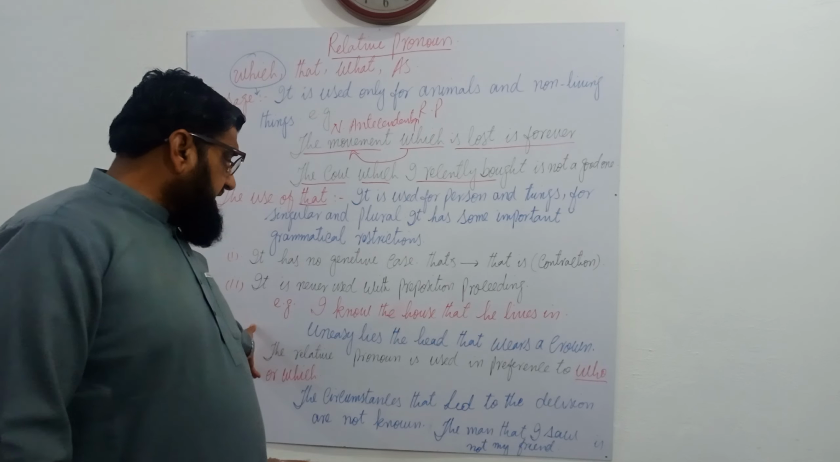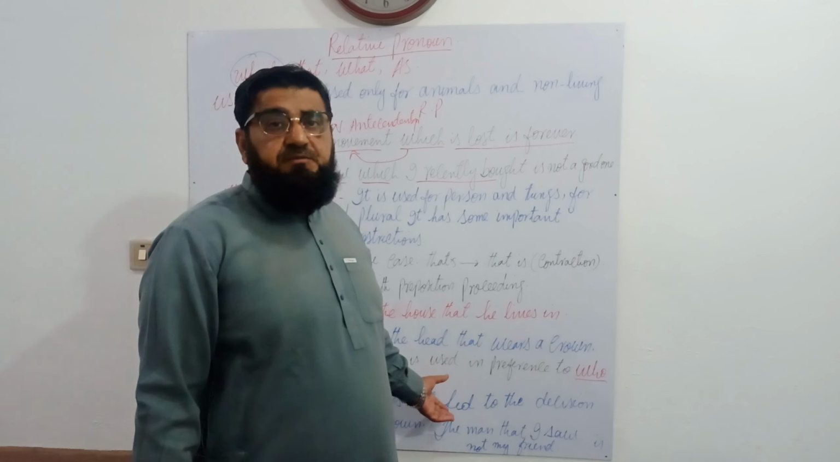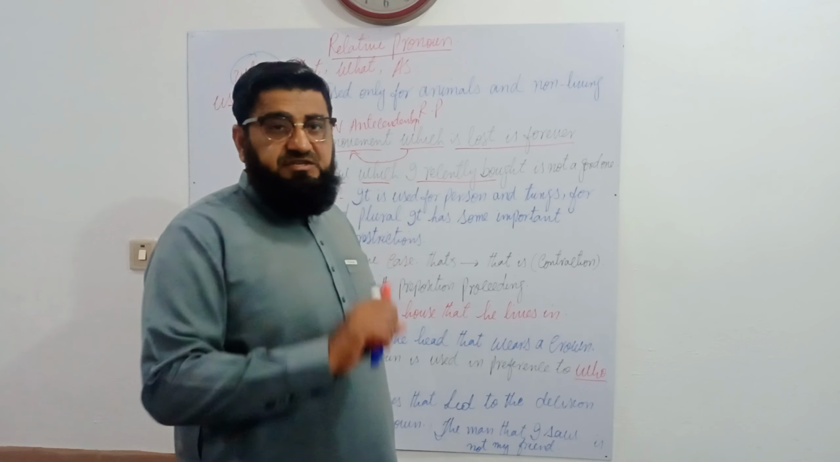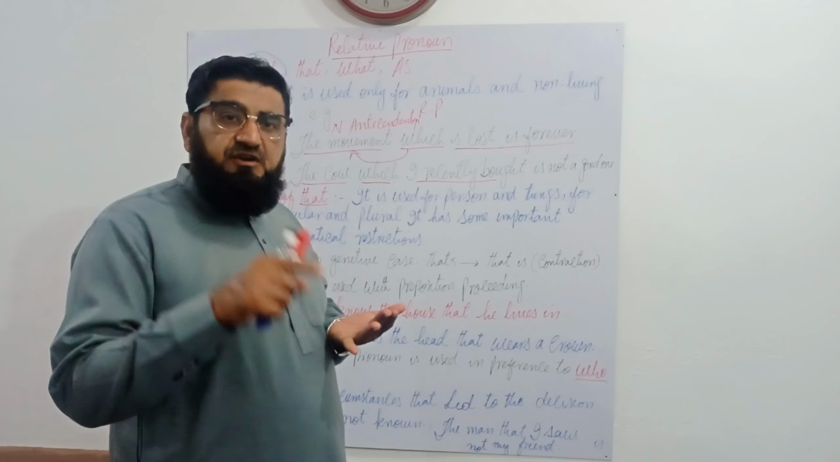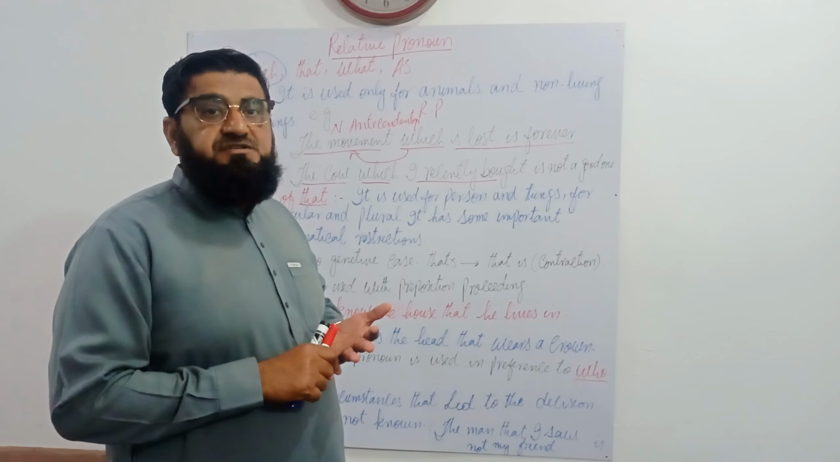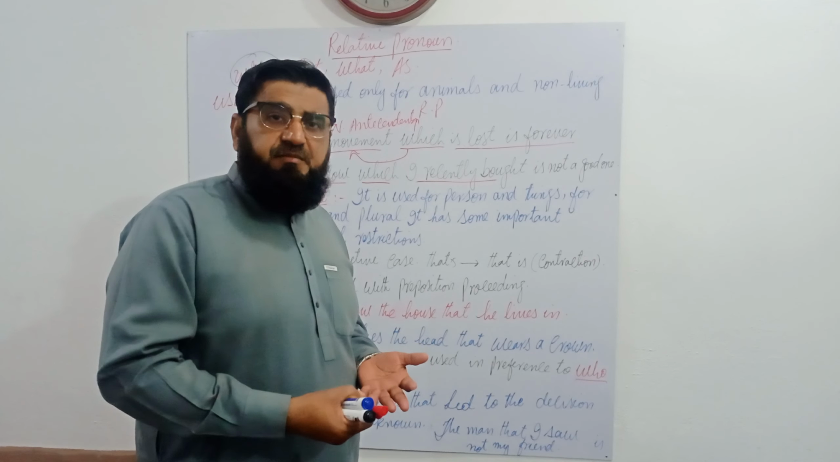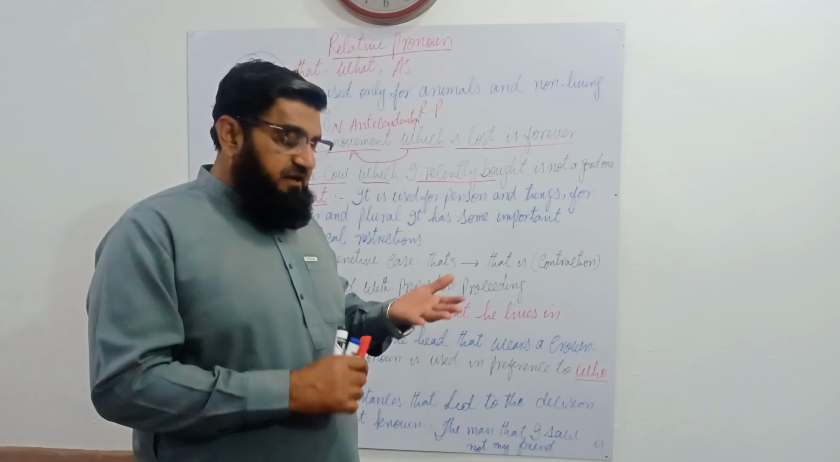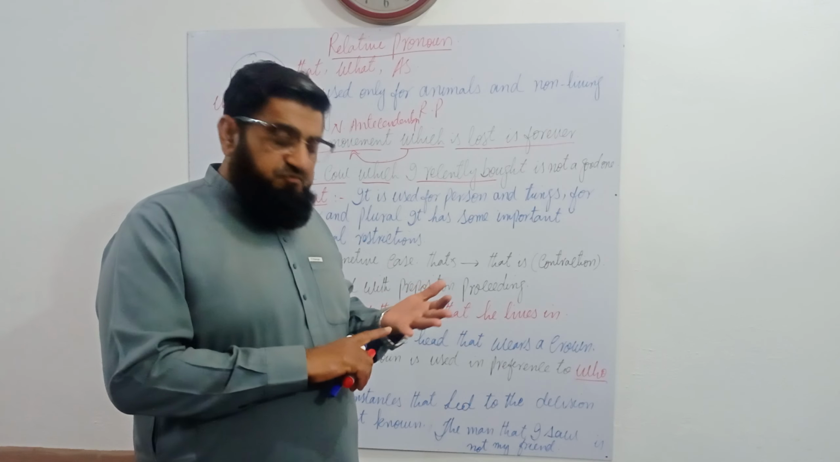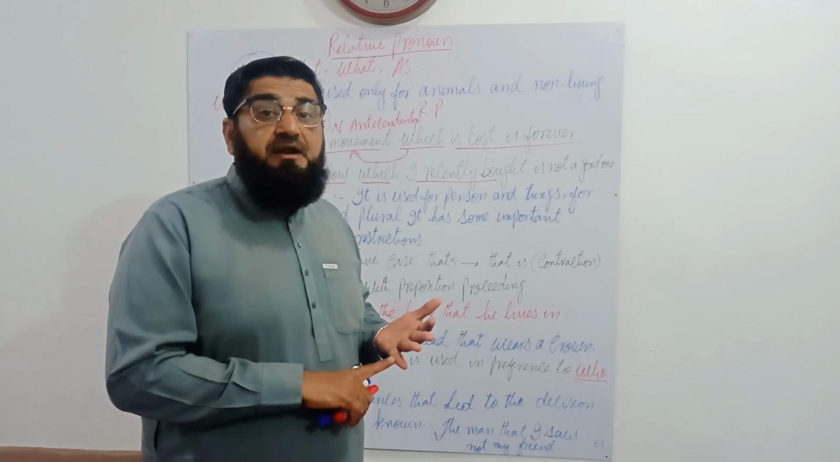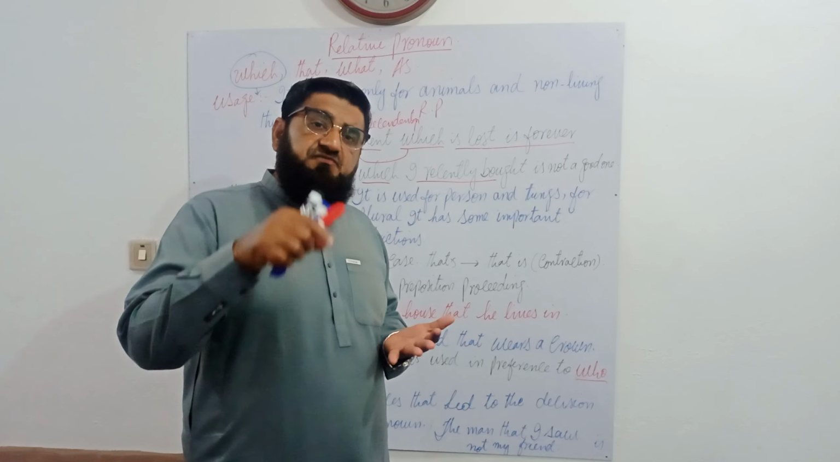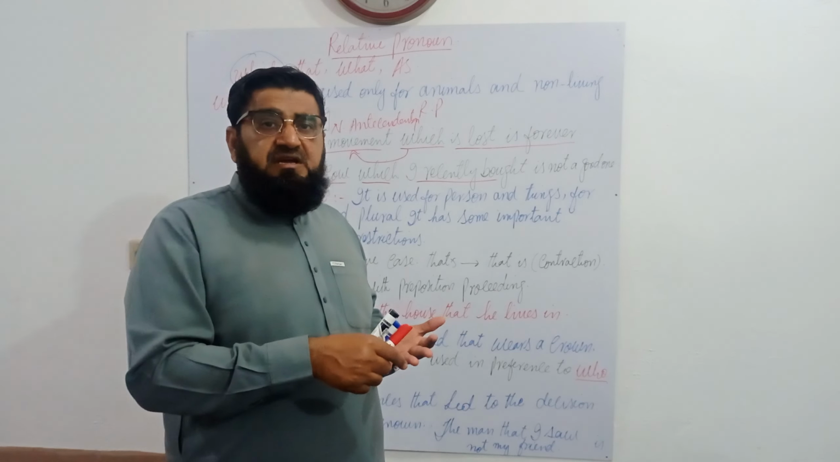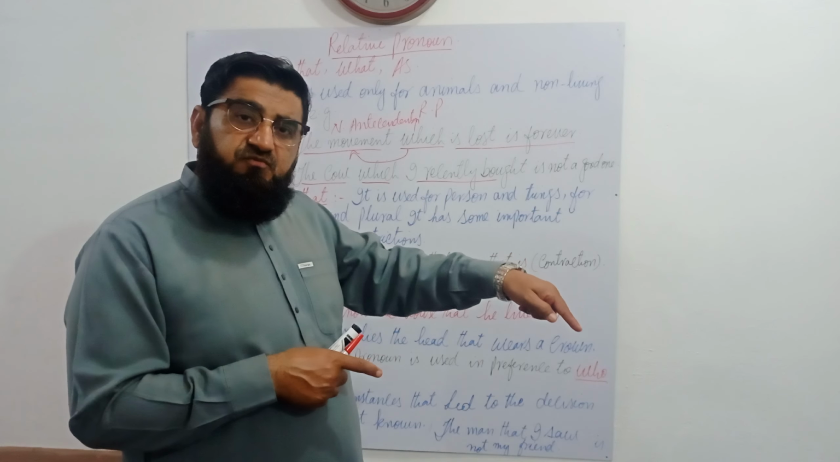And number three, the relative pronoun that is used in preference to who or which. Or we can say, in place of who or which, we can use the relative pronoun that. In preference, that is preferable. For example, when we are using who, and if we are using that, that is in preference. That means which, and the use of that will be more accurate with respect to the use of who.